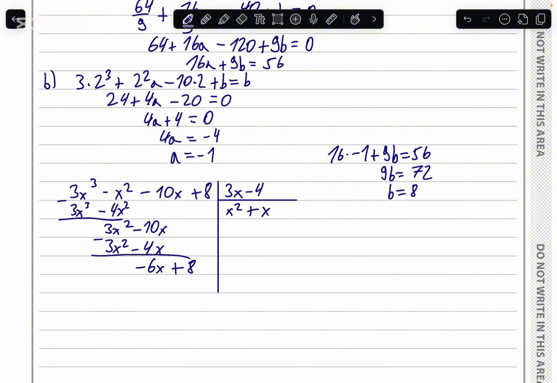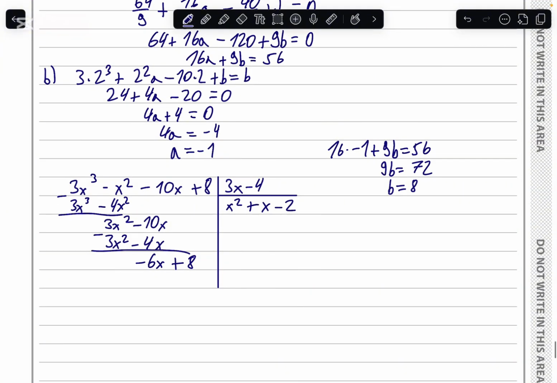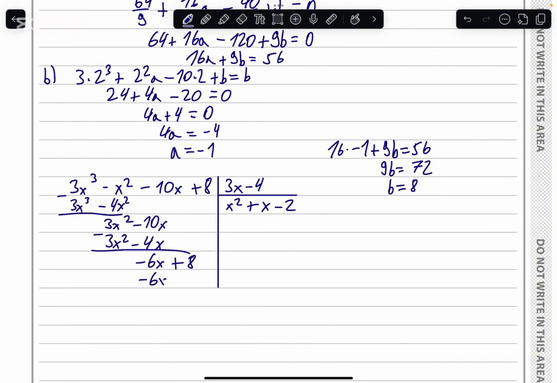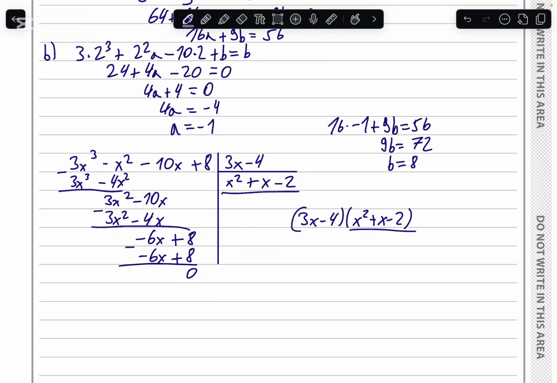And this goes minus 2 times. So we're left with minus 6x, minus times minus 2 times minus 4 is minus 8, is plus 8, sorry. And we take that away and we're left with 0, so this is a perfect factor. So 3x minus 4 times x squared plus x minus 2 is the factorized thing, and we need to factorize this fully.